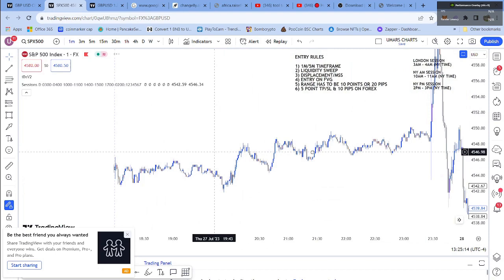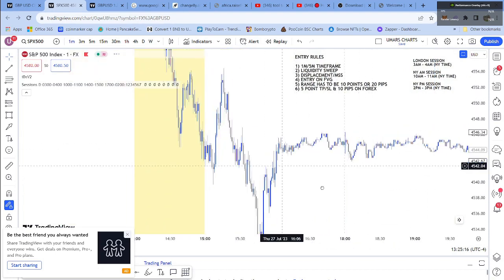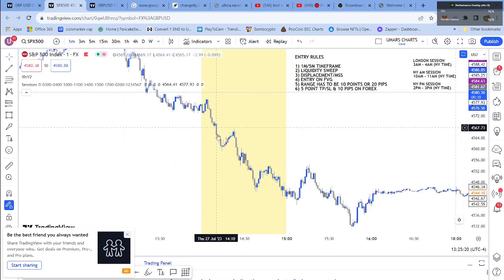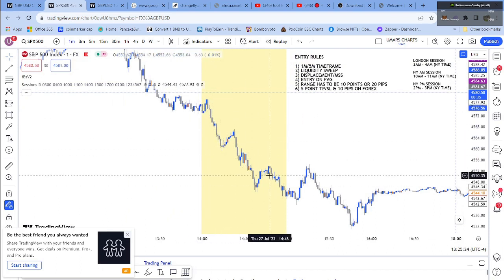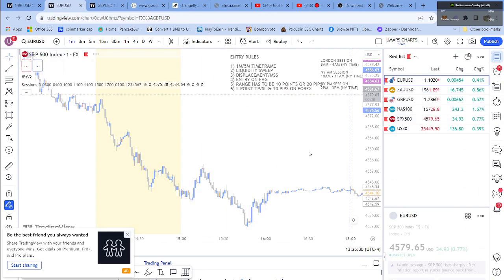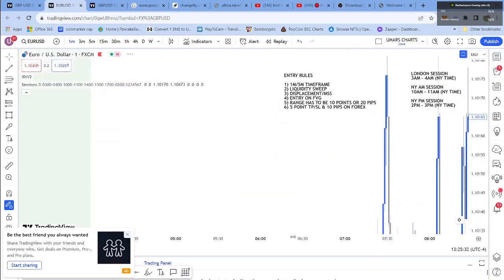Let us move on to the session before that. As we can see over here, there has been no entry met. Let us jump to Euro USD and let's see if we can find some examples over there.